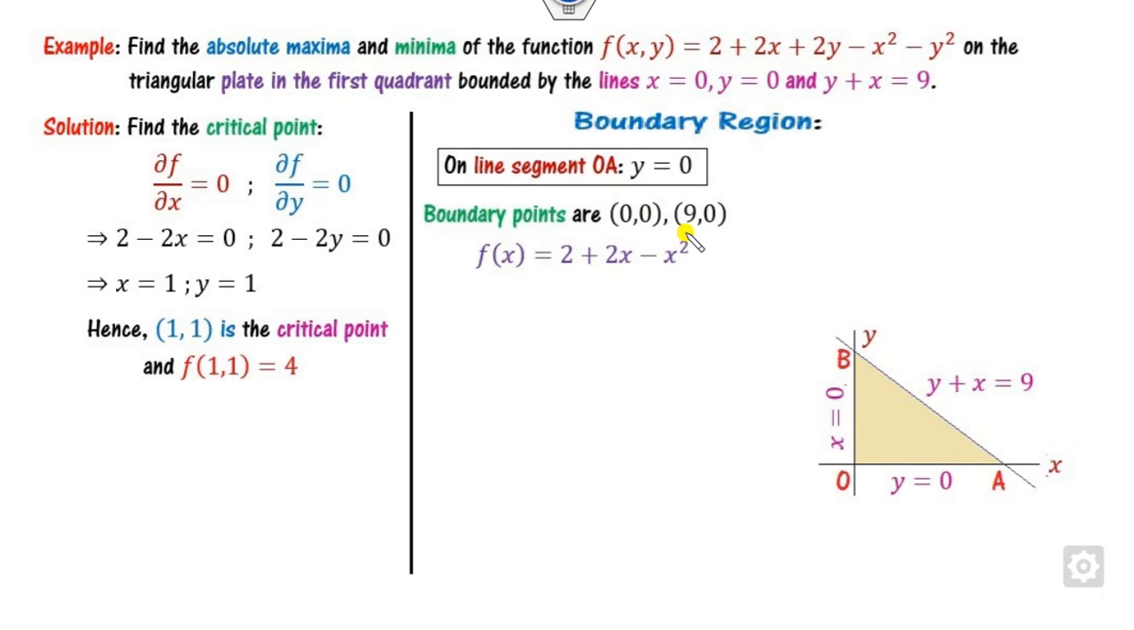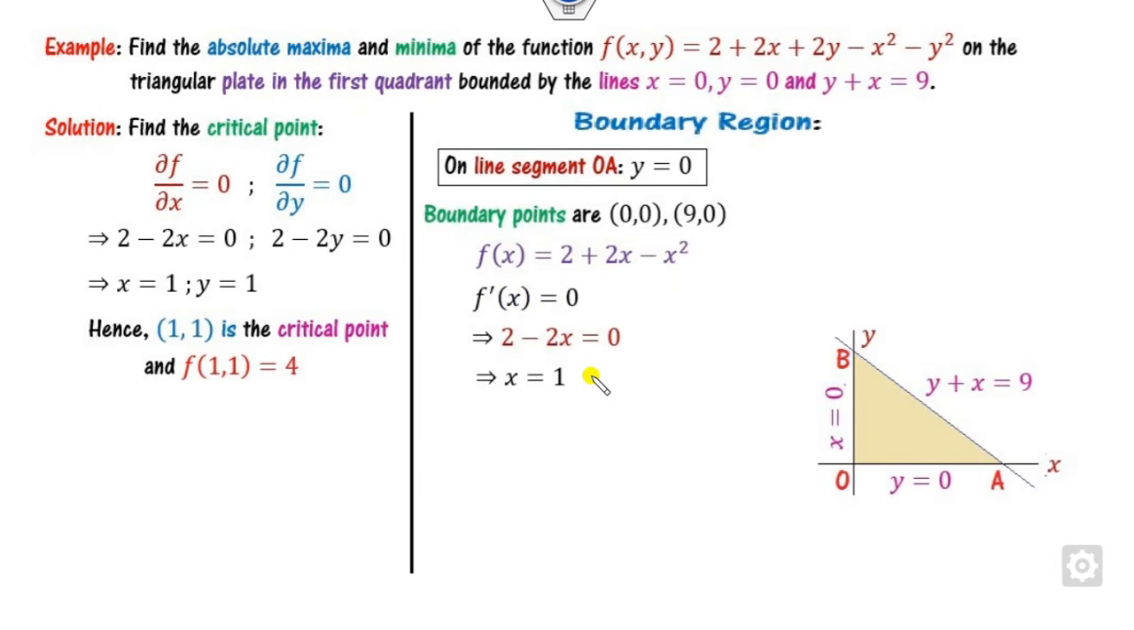Now we can find the critical point. Take the first derivative as 0. So what is that? 2 minus 2x is 0, so we can get x as 1. Therefore, x is 1. On this region A, (1, 0) is the critical point.